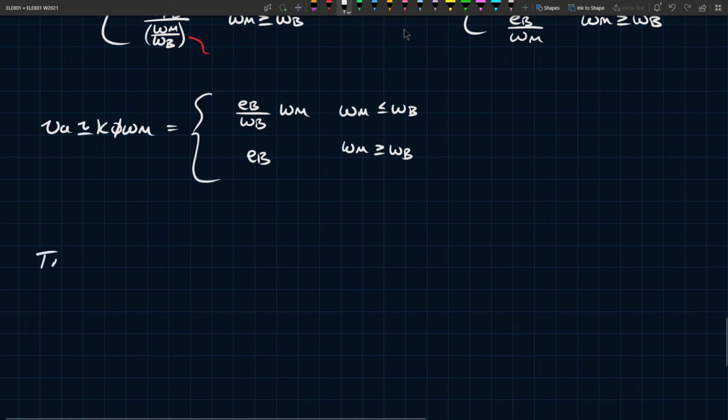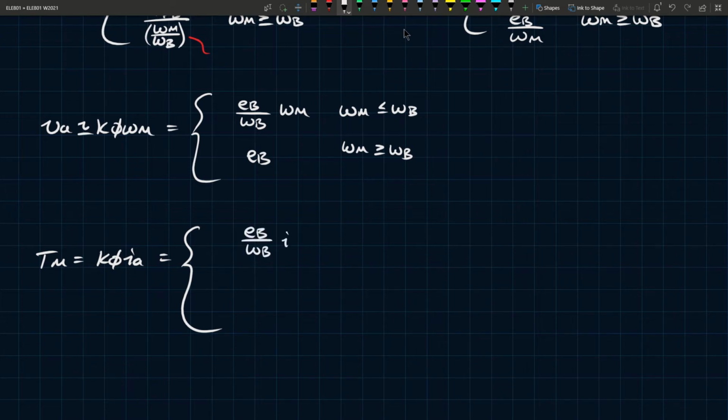So the machine shaft torque is Tm, and this is equal to K phi Ia. And since K phi is different in these two regions, we can say that in one case this is EB over omega B times Ia, and this is for omega m less than or equal to omega b. And in the other region it's EB over omega m times Ia, and this is omega m greater than or equal to omega b. This is our torque characteristic as it's related to the armature current.